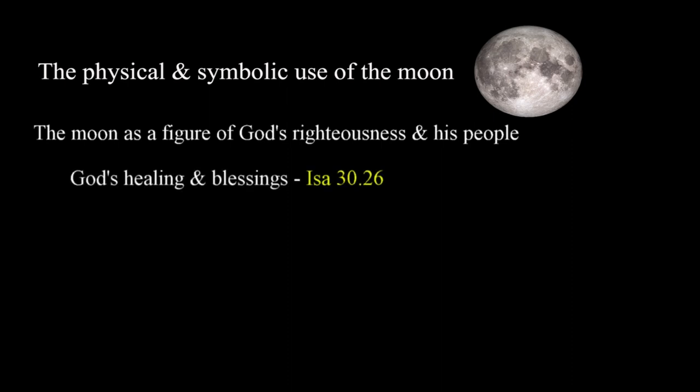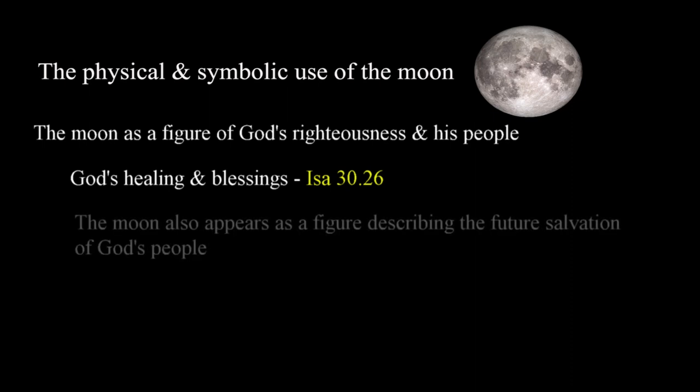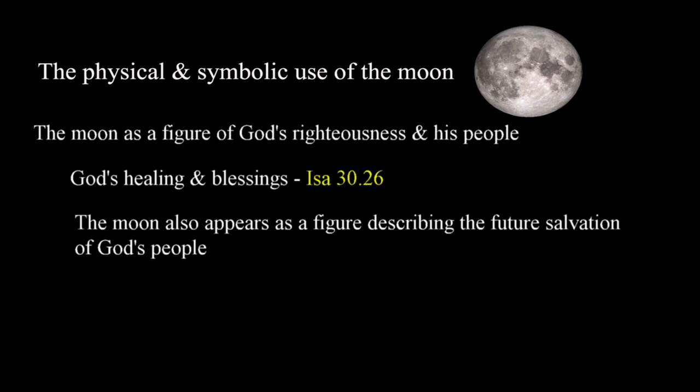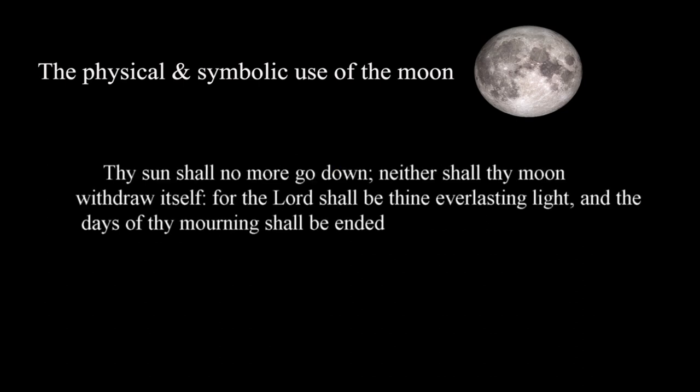The moon appears as a figurative image, as Isaiah describes the healing of God's people and the magnitude of the blessings in store for them, in Isaiah 30, verse 26. Isaiah describes the future salvation of God's people in similar terms that include the moon. "Thy sun shall no more go down, neither shall thy moon withdraw itself. For the Lord shall be thine everlasting light, and the days of thy mourning shall be ended," in Isaiah 60:20.